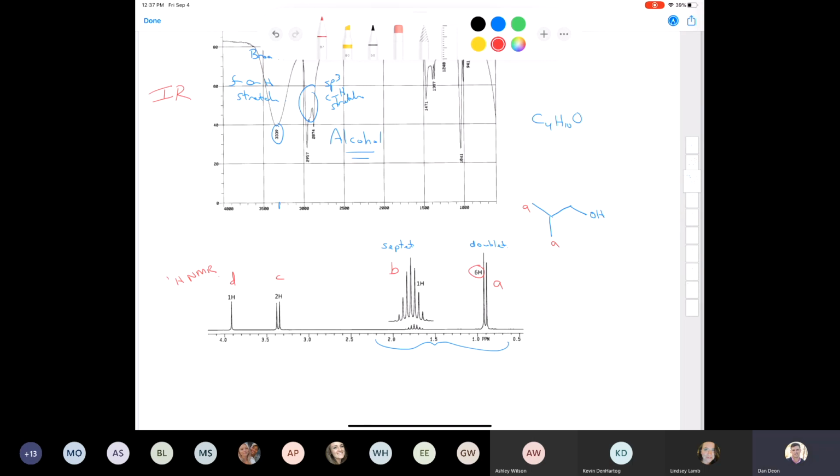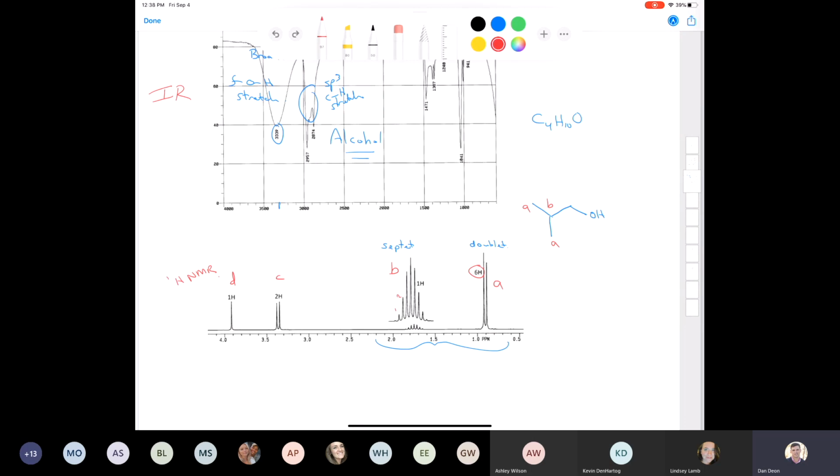If I go to my septet B, I have 1, 2, 3, 4, 5, 6, 7. Yeah, it's 7. Anyhow, it's going to be B. Now, some of you might be asking, well, shouldn't it also couple to these 2 protons? Shouldn't it be 6 plus 2, so 8? Shouldn't it give me a nonet or something like that? Generally speaking, once you get past the septet, you won't see any more splitting. You probably could if you did some kind of special experiment, but we don't see that.